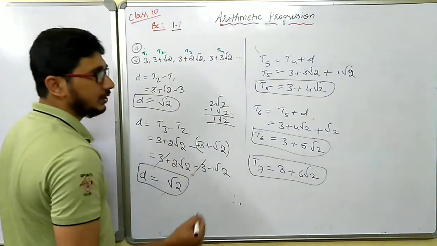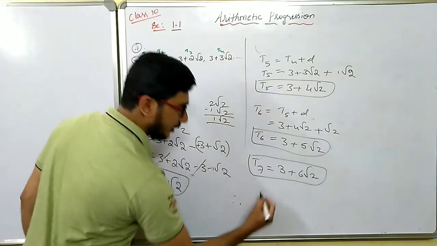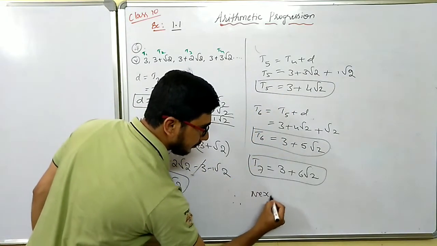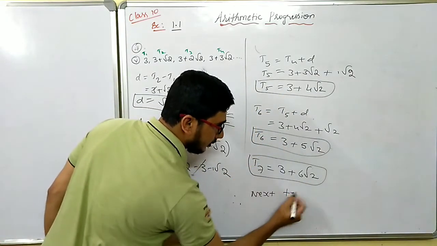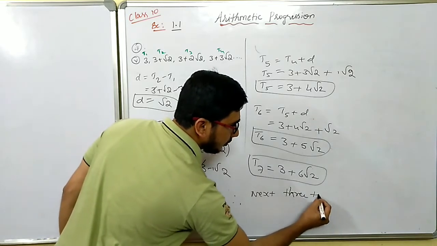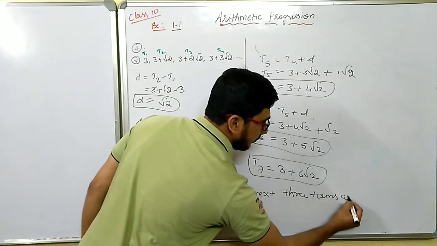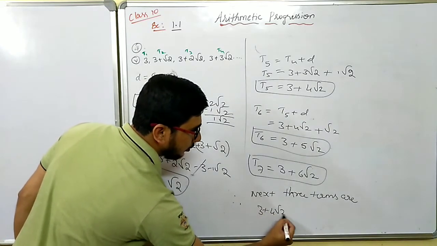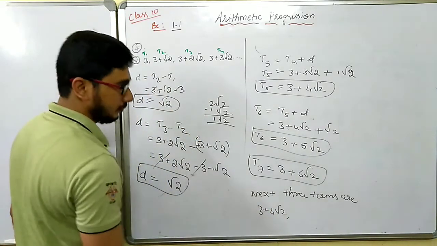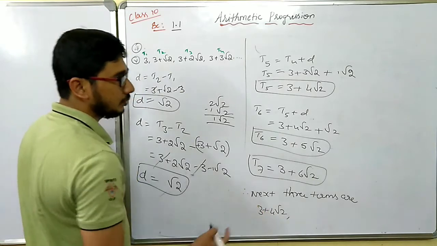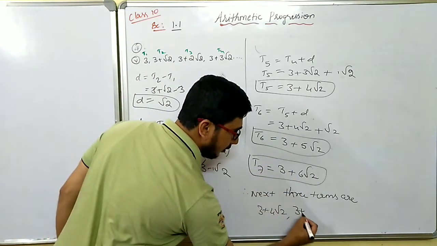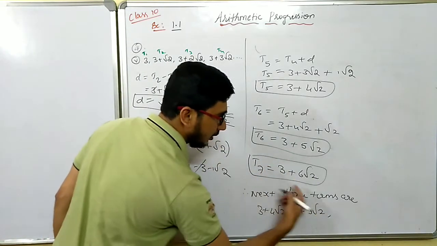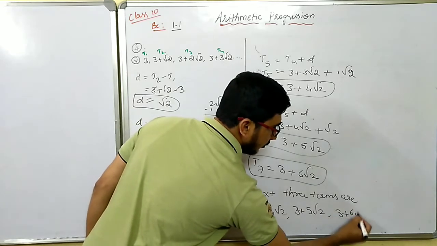Therefore, what are the next three terms? The next three terms are 3 plus 4 root 2, comma, 3 plus 5 root 2, comma, 3 plus 6 root 2.